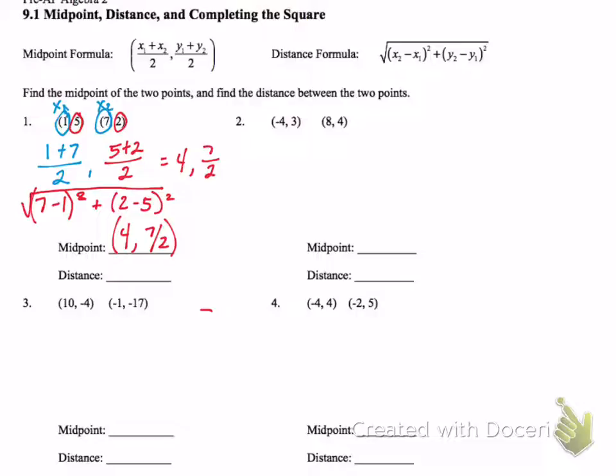Even though you get a negative number, once you square it, it becomes positive. And so you have the square root of 7 minus 1 is 6. 6 squared is 36. Plus 2 minus 5 is a negative 3. Negative 3 squared is 9. So I get the square root of 45.